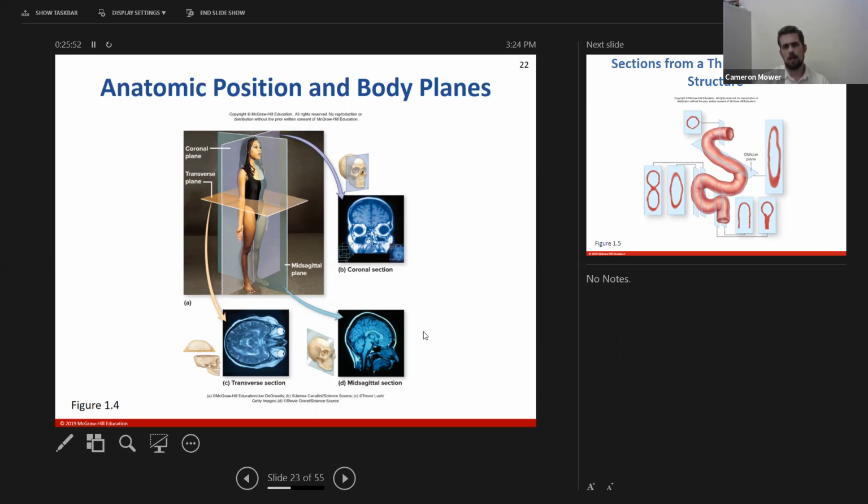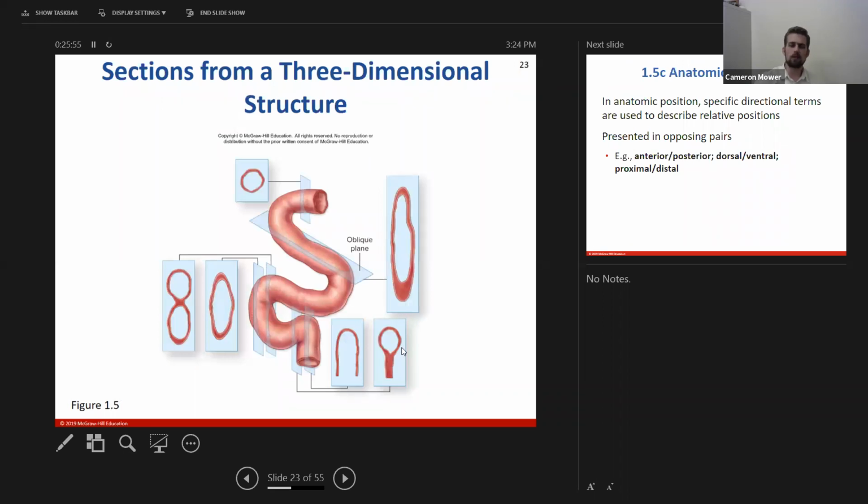So let's see here, sections from a three-dimensional structure. We see this a little bit. Here we've got an oblique plane out of the small intestine, which gives us a shape that looks like that. Here's just a regular old, no, that's not transverse. That's going to be sagittal right there. A sagittal plane right there gives you a ring. But if we take that sagittal plane right here, we get a little bit of a different look, don't we? Or if we take it right there, another different sort of look.